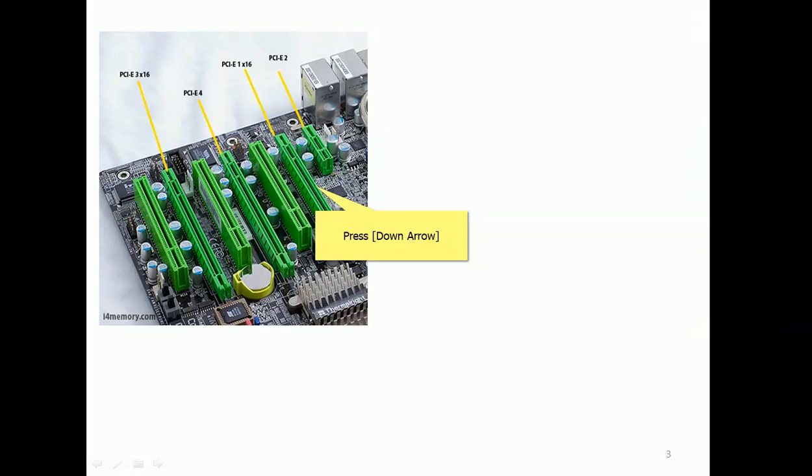Similarly here we have PCI 4, so this is also one slot, and this is also one slot. These slots are there in the motherboard, and there you can insert the PCI card. Once you insert that PCI card, it establishes the communication between the processor and other devices.